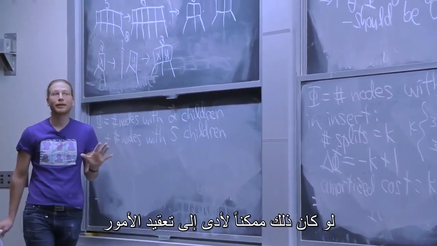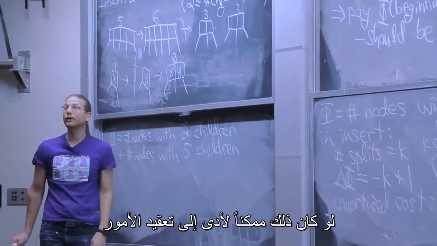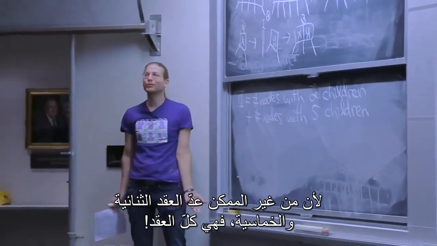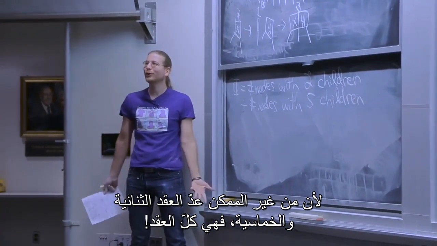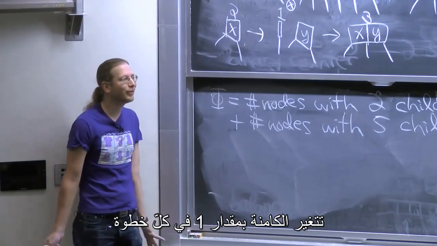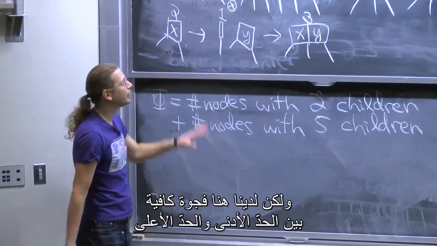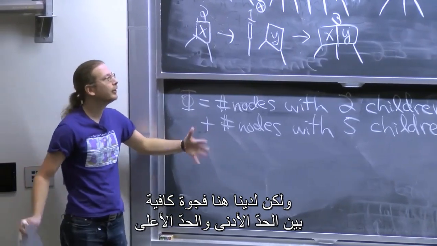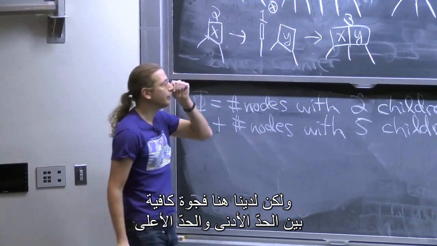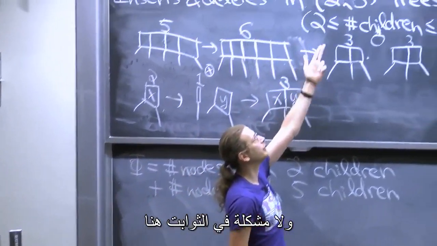If they did, like if we did 2, 3 trees, this is a total nightmare, because you can't count the number of 2 nodes plus the number of 3 nodes. That's all the nodes. Potential only changes by 1 in each step. That would never help you. Okay, but here we have enough of a gap between the lower bound and the upper bound. And in general, any constants here will work.